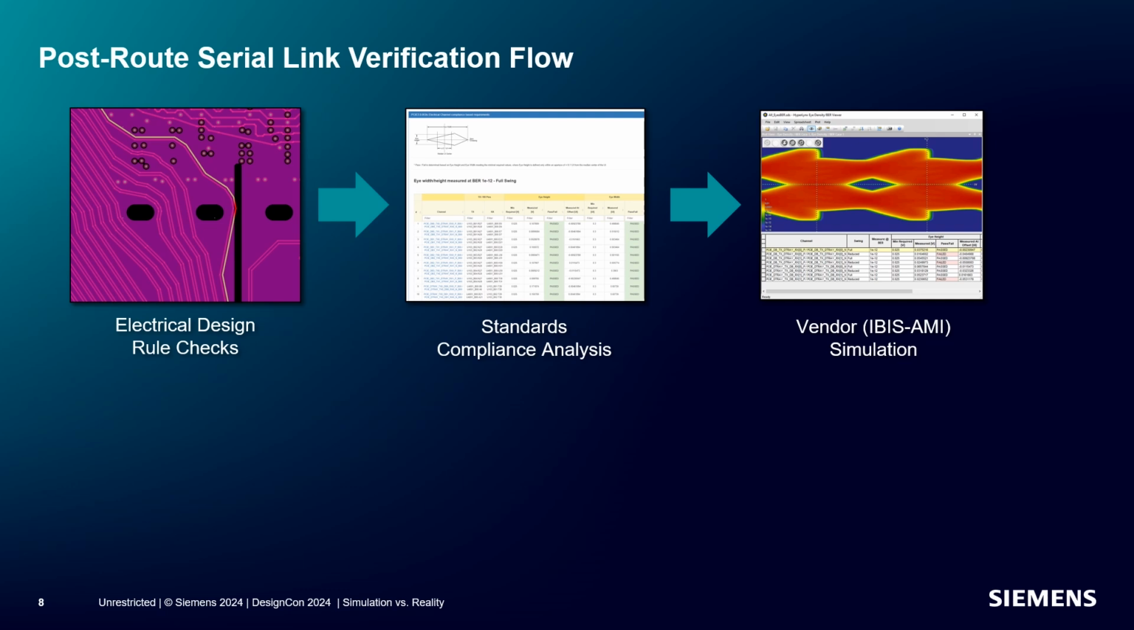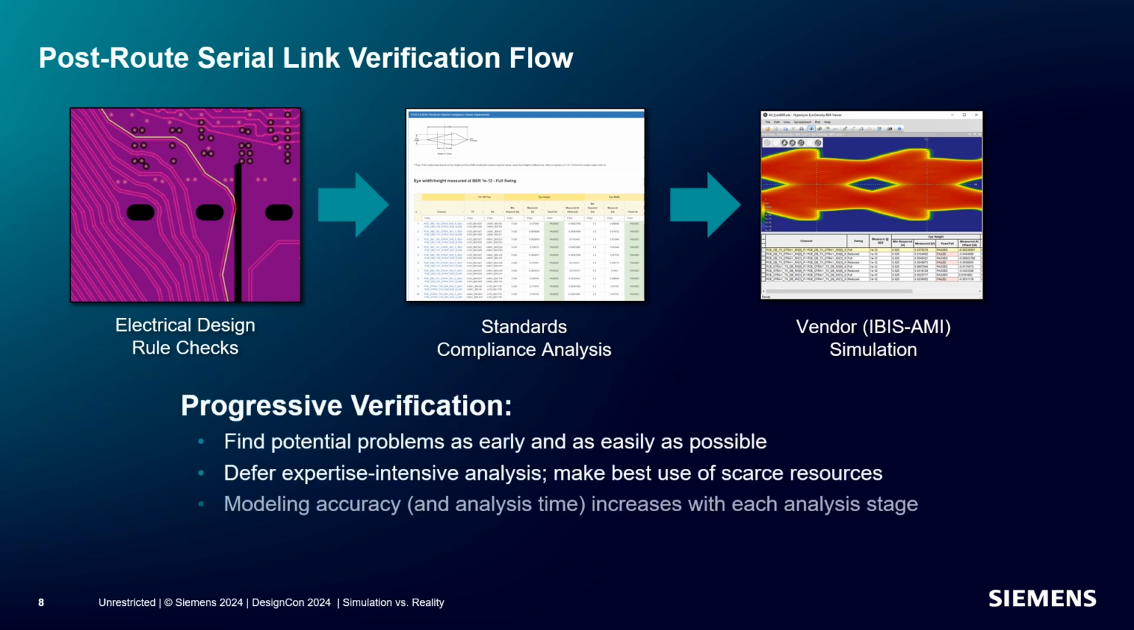We call this methodology progressive verification, and it allows us to find layout problems as early in the design cycle as possible with as little effort as possible. We deliberately separate verification into different stages so that we can defer time-consuming and expertise-intensive analysis, allowing us to make the best use of scarce SI experts. We start with simple analysis, then add accuracy in controlled stages because the time needed to model and analyze the system increases as we make the analysis more accurate. That's true with any tool, not just zPlanar, not just HyperLynx. The time and expertise needed to perform simulation increases dramatically as analysis accuracy goes up.